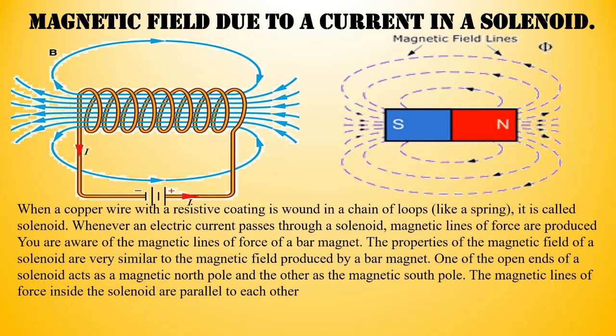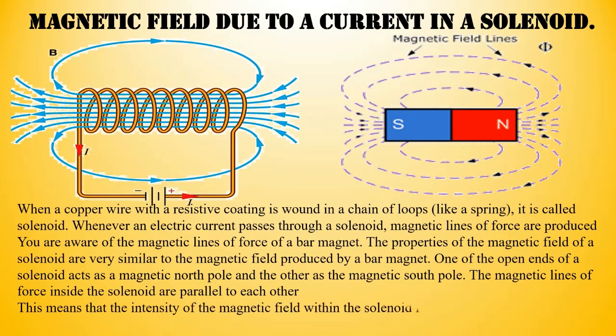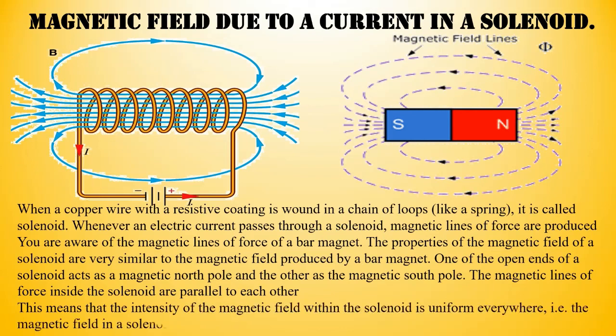So one of the open ends of the solenoid acts as a magnetic north pole and the other as the magnetic south pole. ठीक है, जैसा हमारा बार मैग्नेट है, उसके अंदर नॉर्थ और साउथ पोल है, वैसे ही सोलेनॉइड्स के अंदर भी एक साइड नॉर्थ पोल है और एक साइड साउथ पोल है. The magnetic lines of force inside the solenoid are parallel to each other. Now what does parallel to each other mean? This means that the intensity of the magnetic field within the solenoid is uniform everywhere. सब जगह पर एक जैसी है. That is, the magnetic field in a solenoid is uniform.